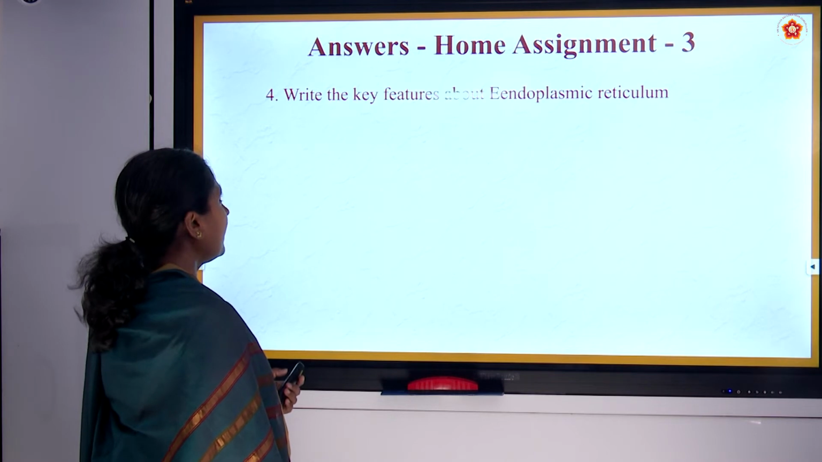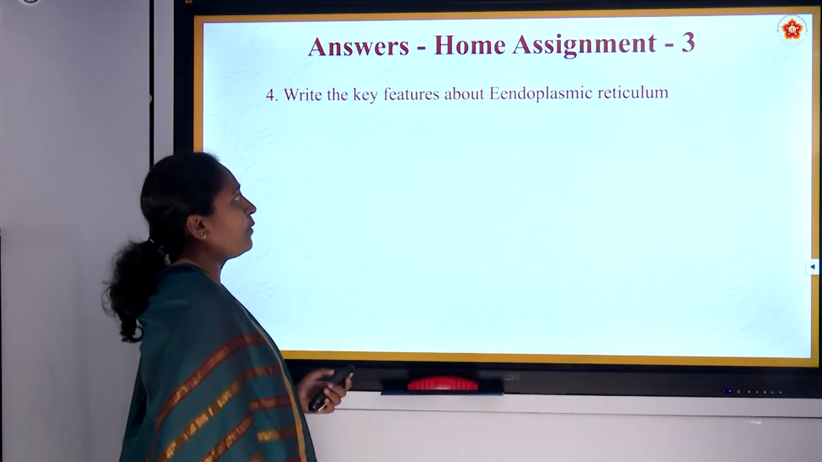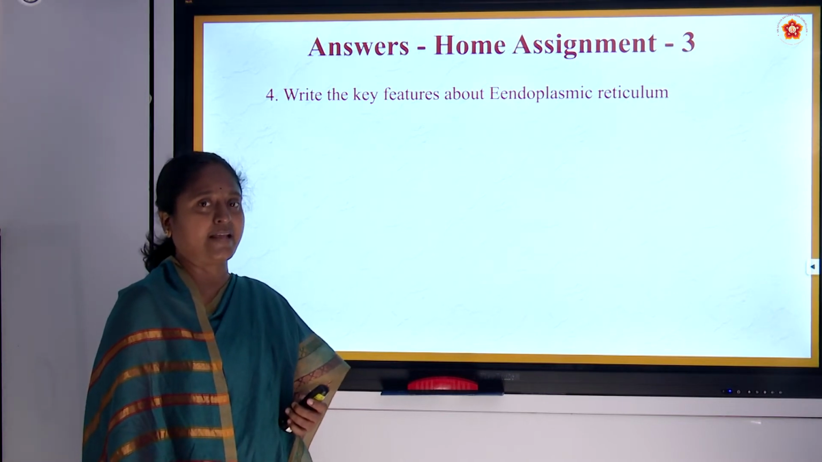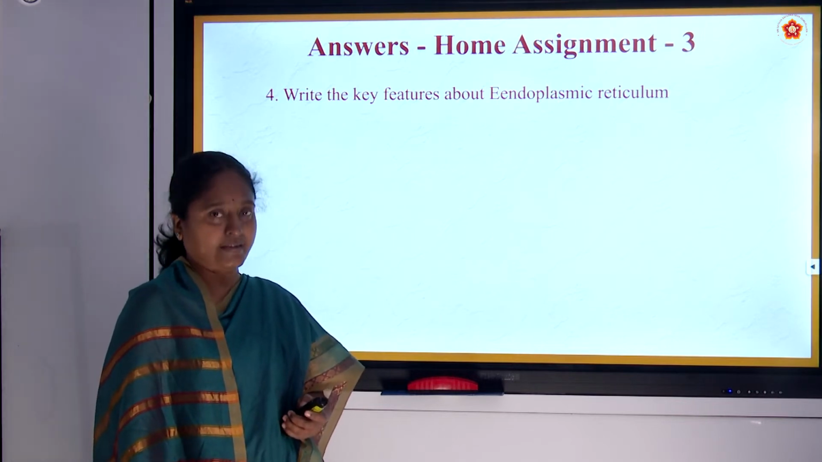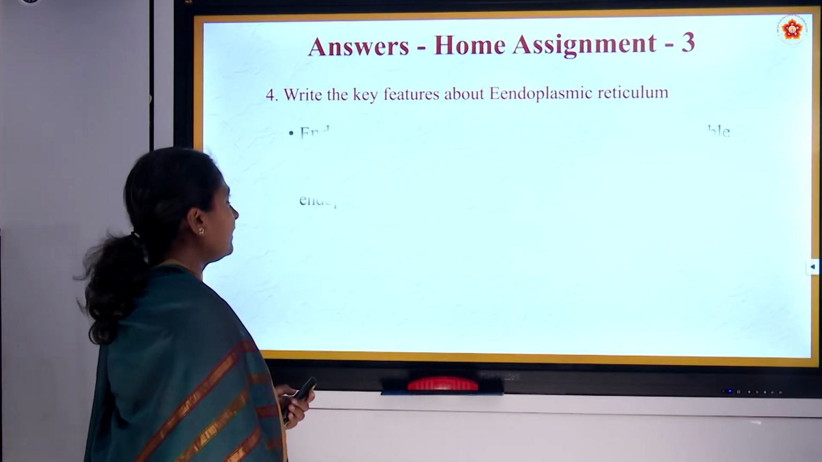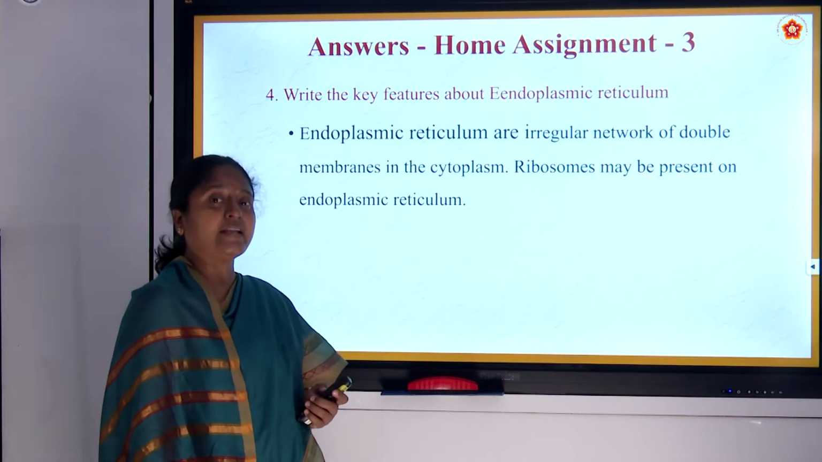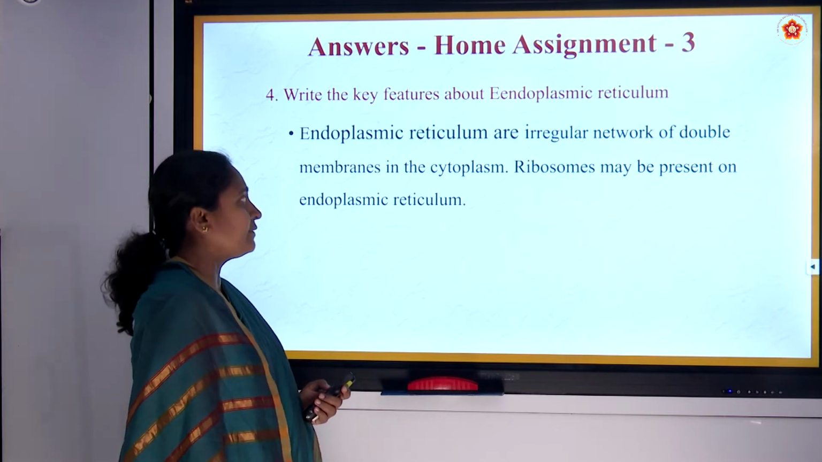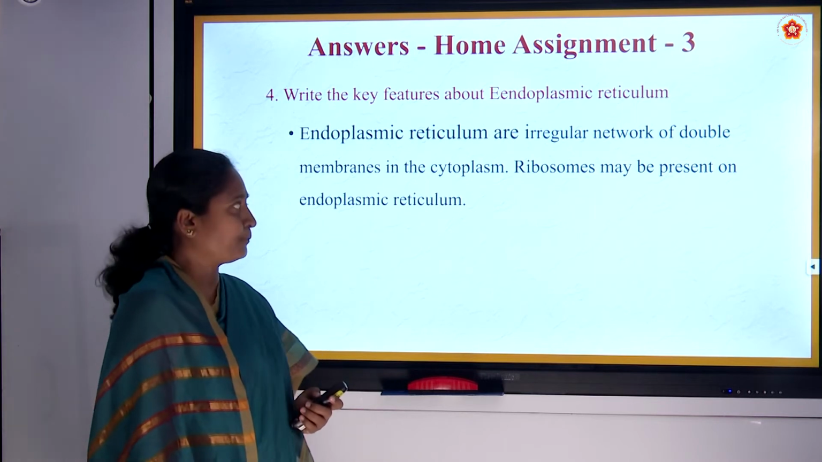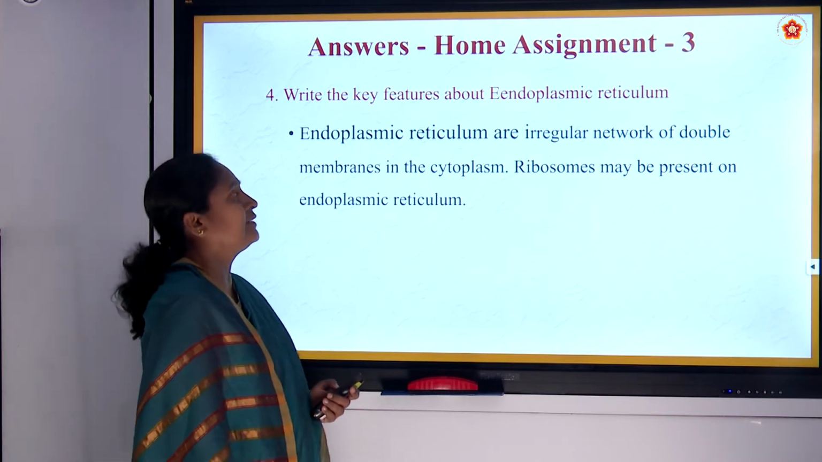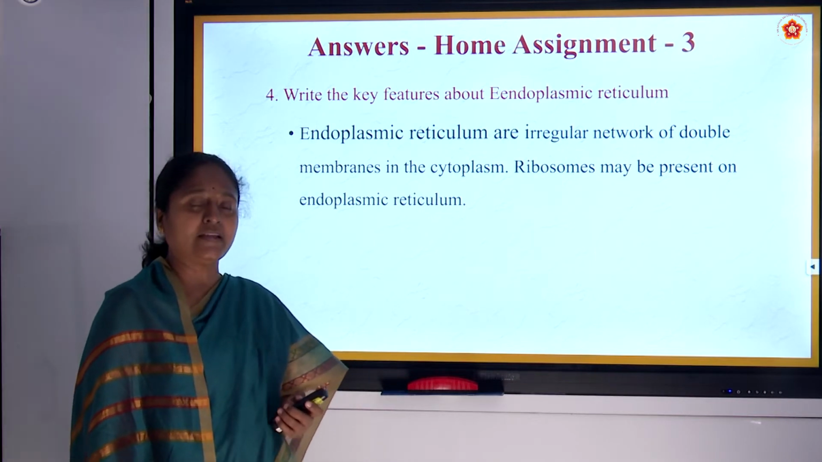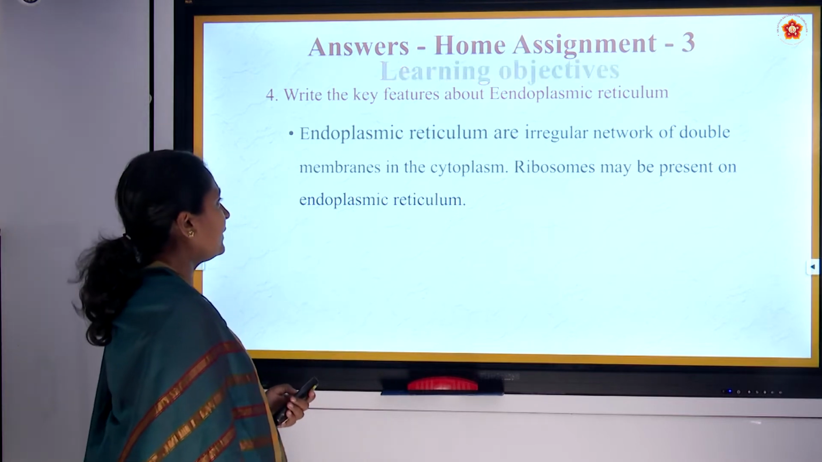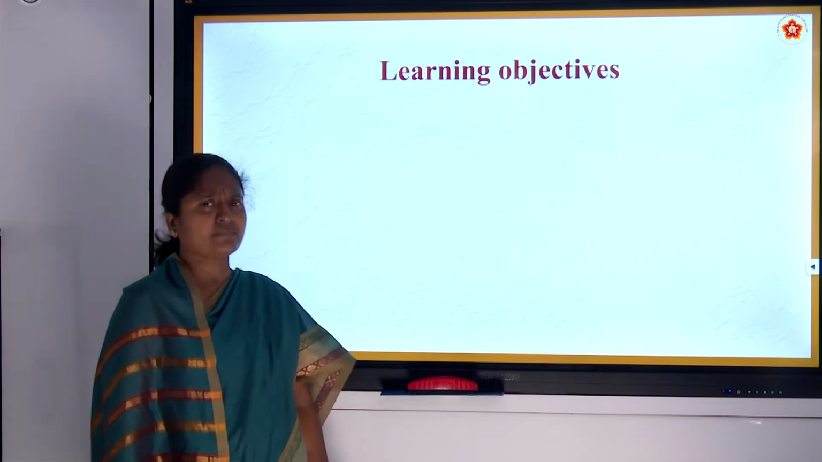Now we will see the next question. Write the key features about endoplasmic reticulum. It can be asked about any organelle, so as an example, we are seeing endoplasmic reticulum here. We will see what is the answer for that. Endoplasmic reticulum is an irregular shaped structure which has a double membranous structure in the cytoplasm. Ribosomes may be present on the surface of endoplasmic reticulum, making rough endoplasmic reticulum, RER, right? And this endoplasmic reticulum is involved in protein synthesis.